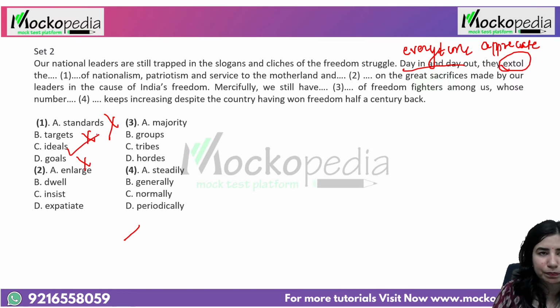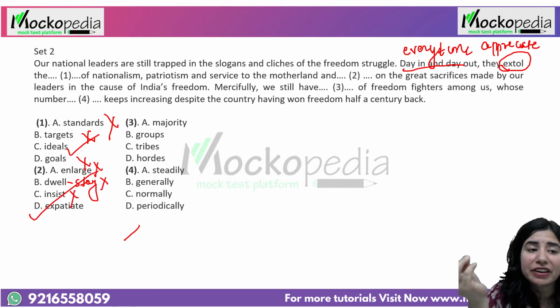So ideals, right? Come to the later part: and dash on the great sacrifices made by our leaders in the cause of India's freedom. So they talk on it, they build on the idea, they highlight it. You must have seen the current politics, so many rallies and speeches. I need not talk more about it, right? Now enlarge means to increase, so enlarge will not fit. Dwell means to stay, so this will also not fit in. Insist will not fit in either. So the best match will be D.